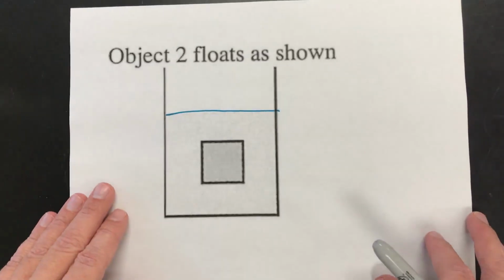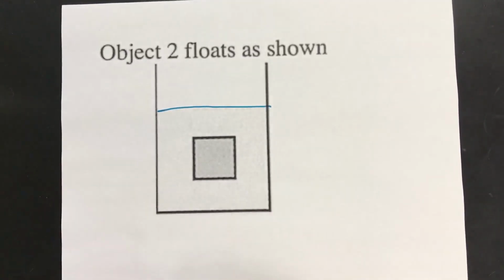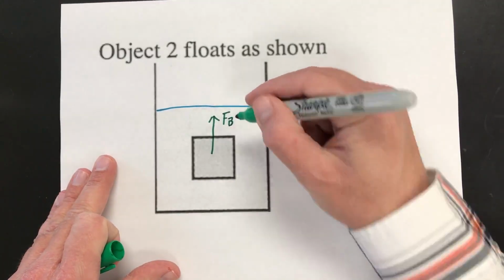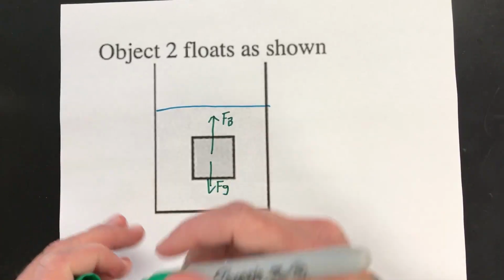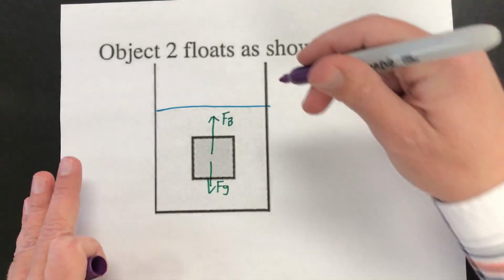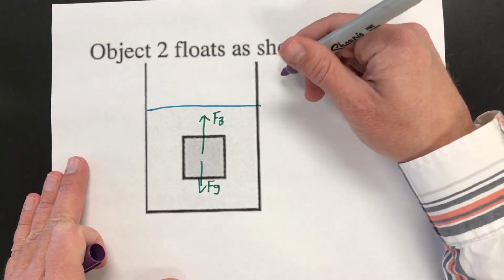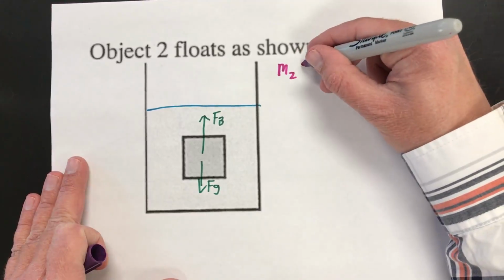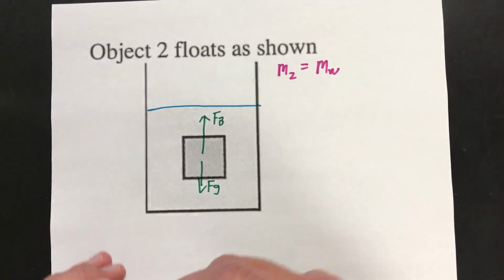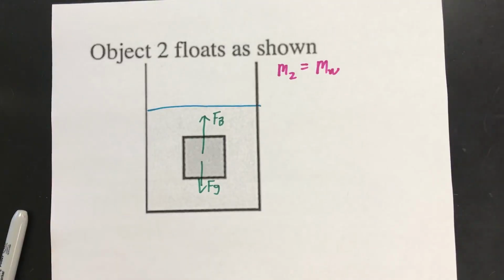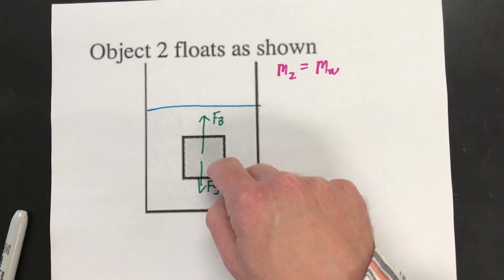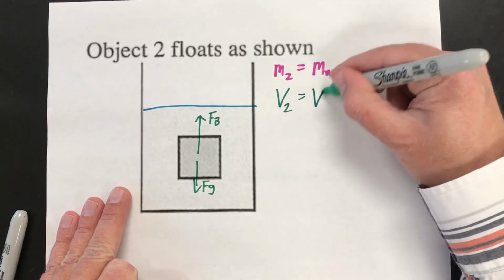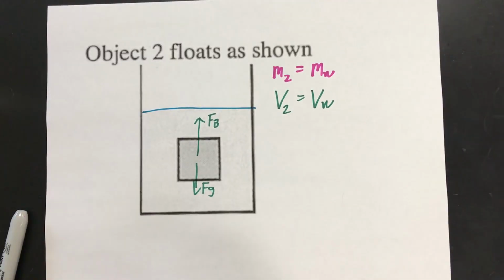What if it is floating like this, just floating right in the middle of the beaker there? Well, the same thing we said before is still true. If it's just staying there, the buoyant force must be equal to the force of gravity. So just like we said before, if the forces are equal to each other and the buoyant force is equal to the weight of the water, then the mass of object 2 must be equal to the mass of the water pushed out of the way there. What about their volumes? Well, this thing is submerged. So the volume of that object is equal to the volume of the water pushed out of the way.